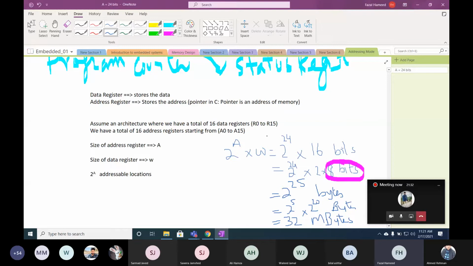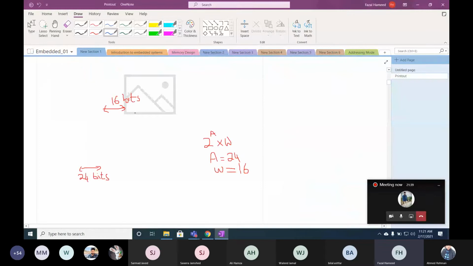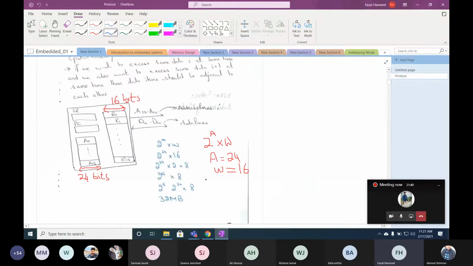Did you understand this or not? Yes sir. Okay, now if you look at the notes, this is the complete architecture. We have a status register and program counter. We will study this in later detail. We have 16 address registers from A0 to A15, and 16 data registers from R0 to R15. The size of the data register is 16 bits. The size of each address register is 24 bits.